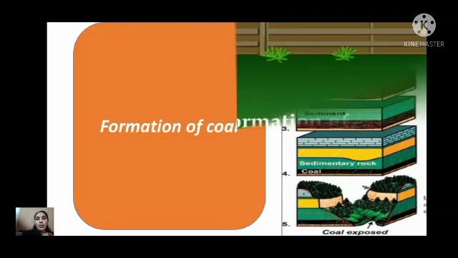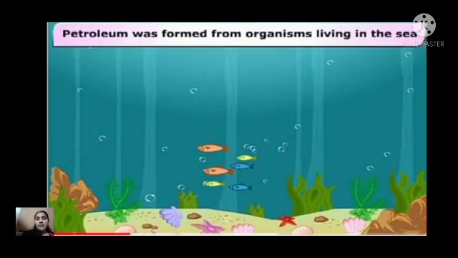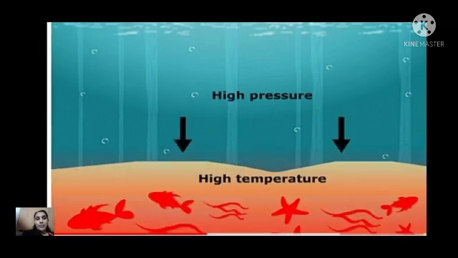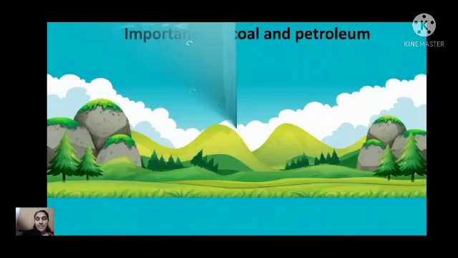Then, next we are going to discuss the formation of petroleum. Petroleum is a dark, sticky liquid. It also forms from the remains of plants and animals in the sea. When these plants and animals die, they settle at the bottom of the sea. And here also, so many layers build up over them. Because of heat and pressure, these dead plants and animals change into petroleum. Okay? Yes.